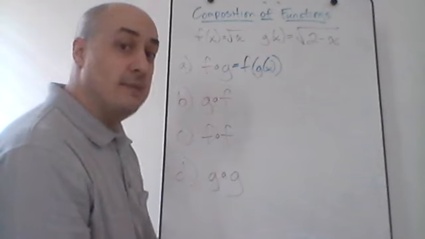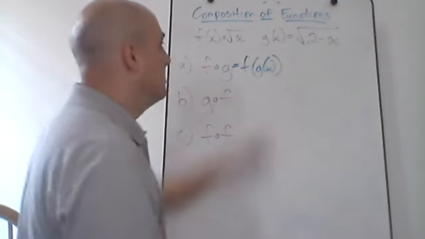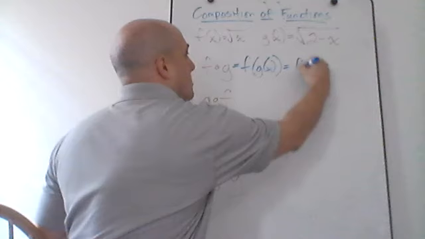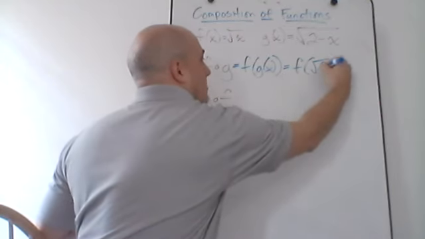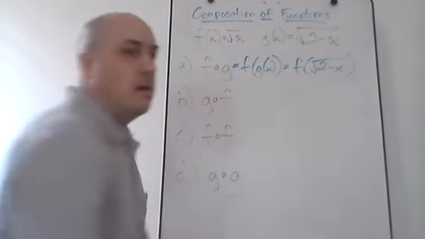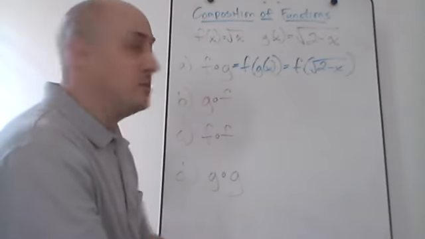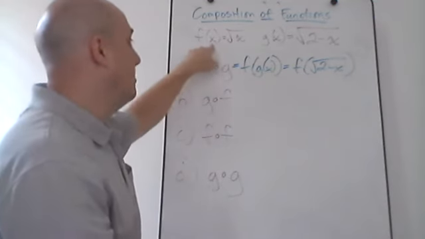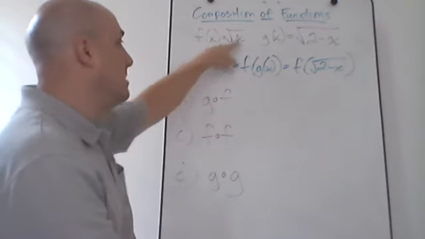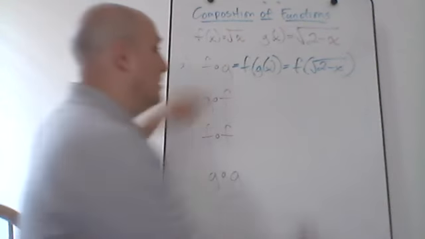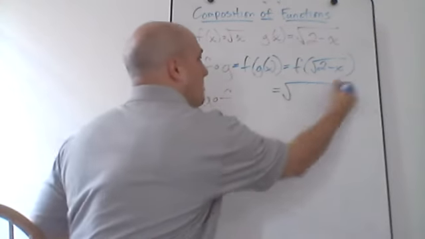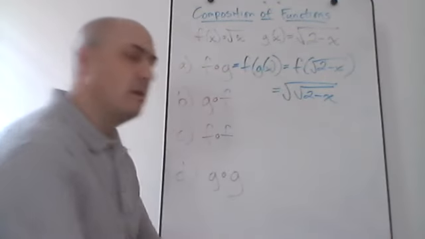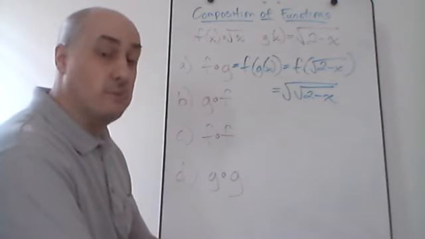The g of x is the input into the f function. My g function is the square root of 2 minus x, so it's going to be f of the square root of 2 minus x. That entire g function becomes the input into the f function, and the f function says whatever's in the parentheses, I put underneath the square root symbol. So this is going to be the square root of the square root of 2 minus x. I've got a square root inside of a square root here.